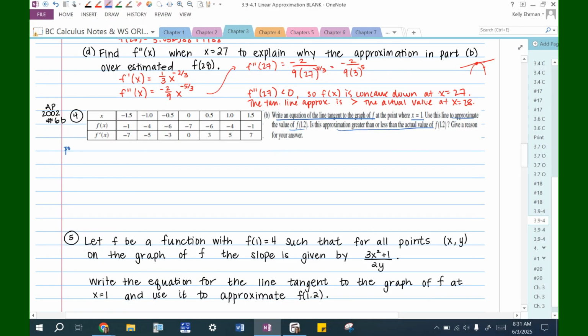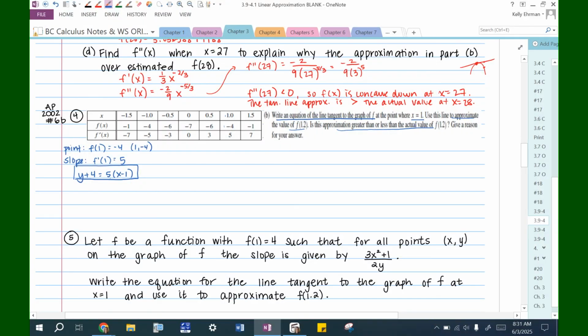All right, so first things first, write an equation to the tangent line. So we need a point. The point would be at x equals 1, f of 1. And you can take that off the table. When there's an input of 1, f's output is negative 4. So we have the point 1, negative 4. We need a slope, which would be f prime of 1. When the input is 1, f prime is 5. So our tangent line equation is y plus 4 equals 5 times x minus 1. So that's the first part.